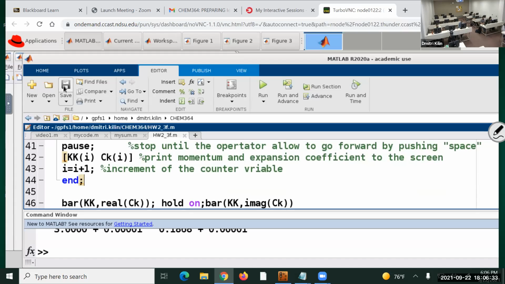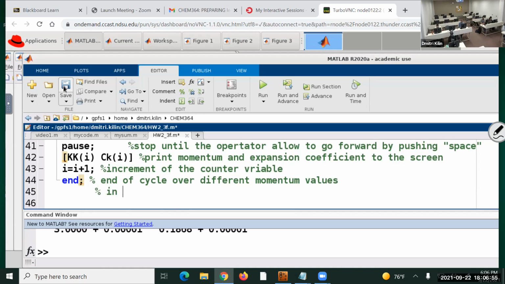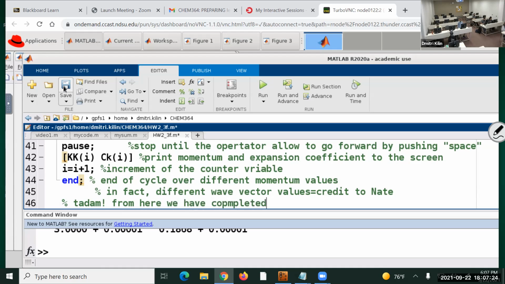So, end of cycle over different momentum values. In fact, different wave vector values, credit to Nate. From here, we have completed computation of expansion coefficients.